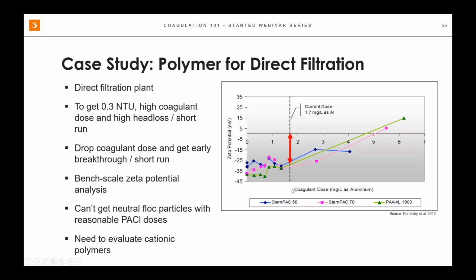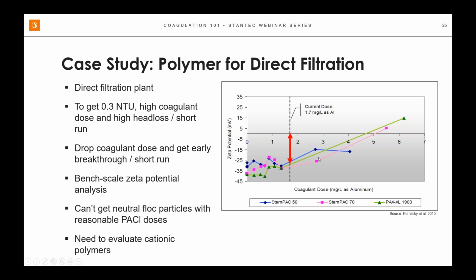So this was an early example, published at an AWWA conference about 10 years ago. We went in and did some jar tests at various coagulant doses and just measured the zeta potential. And we saw, with the coagulants that they're using and some other ones, they've got a pretty big charge demand here. The current plant was trying their best to operate at, say, 1.7 milligrams as aluminum, and we said no, and you can see that we're a long way away from neutralization.